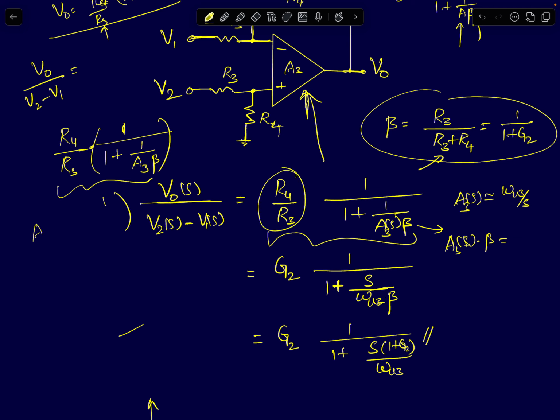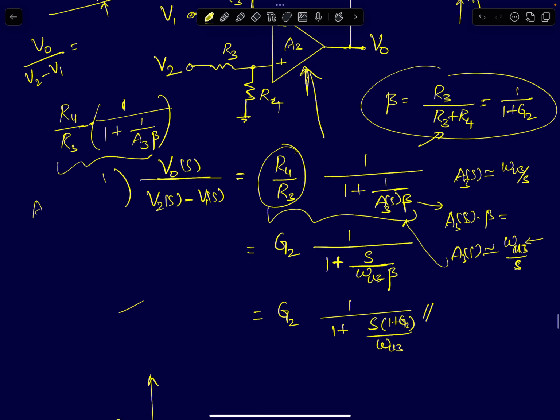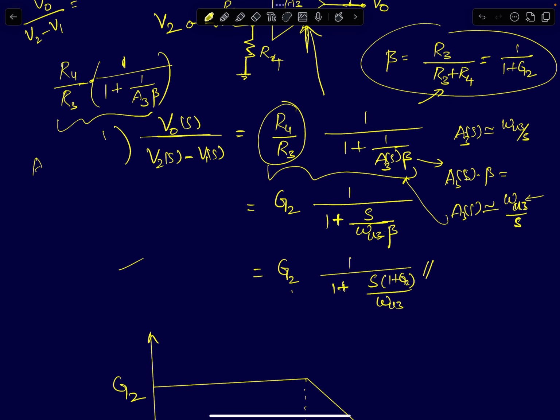And A3 of S can be approximated to omega U3 by S, right? This is again an op-amp with a single dominant pole. So we can express the transfer function, or the frequency response, of this op-amp as omega U3, the UGB of the op-amp, upon S. So substitute these two results here, and you will get this expression: G2 times 1 by 1 plus S into 1 plus G2 by omega U3.